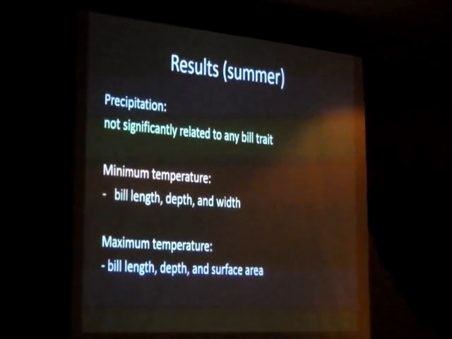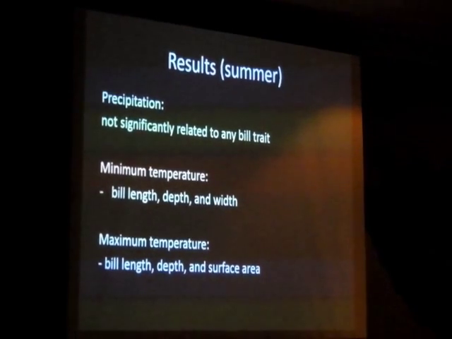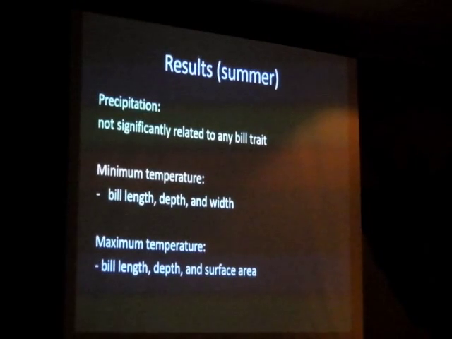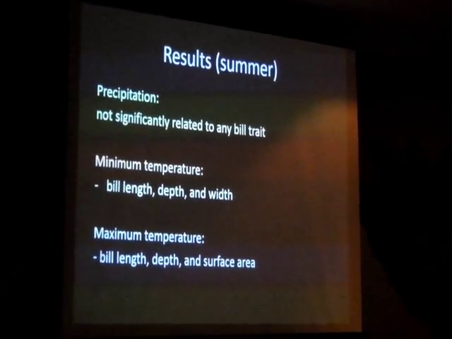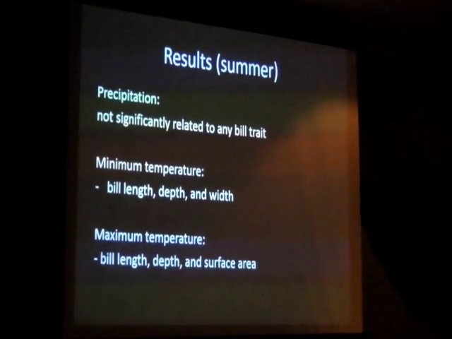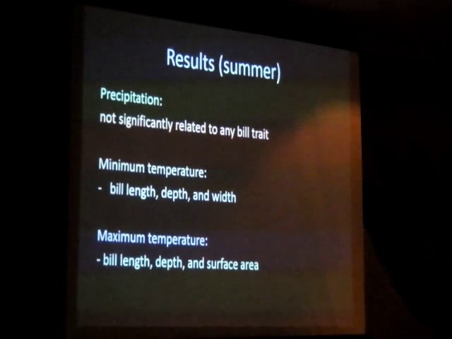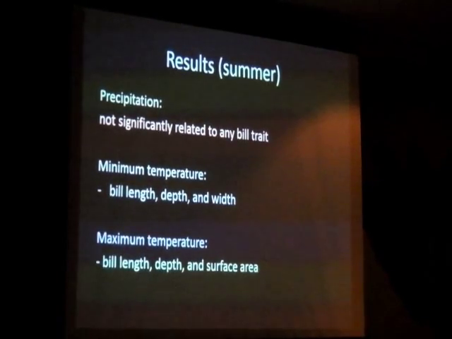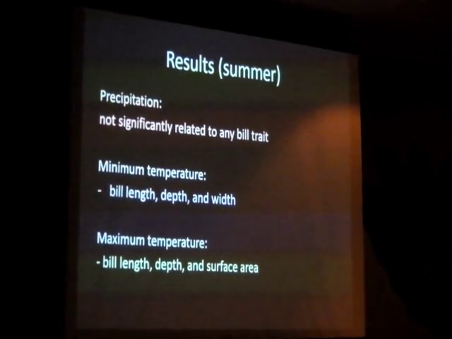precipitation was not significantly related to any bill trait. This was a surprise. If you remember, we thought precipitation was going to affect the food supply, which was then going to affect the bill. This is what the Grants found in their really famous Darwin's Finches study, right? Different precipitation regimes led to different seeds of different hardnesses, which then led to bill evolution. So the fact that this isn't happening in our birds is puzzling and interesting, and I have some ideas, but I won't go into them now.